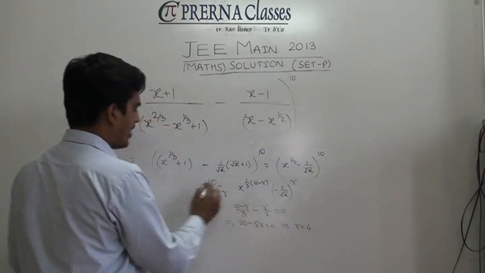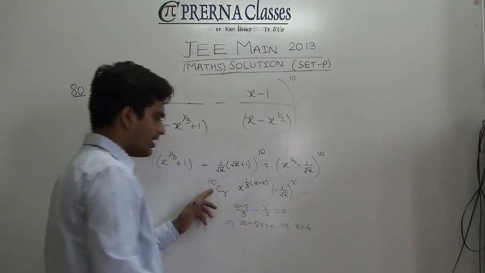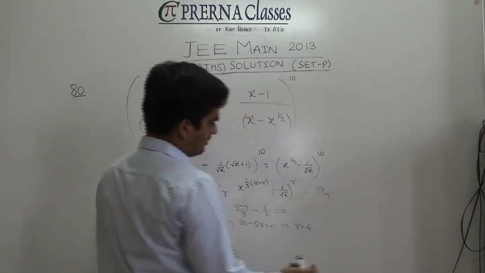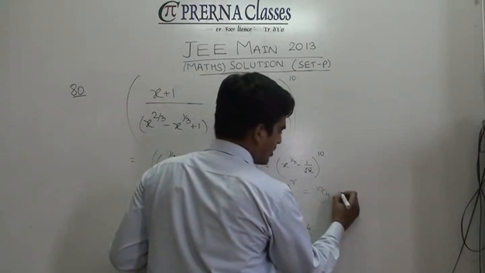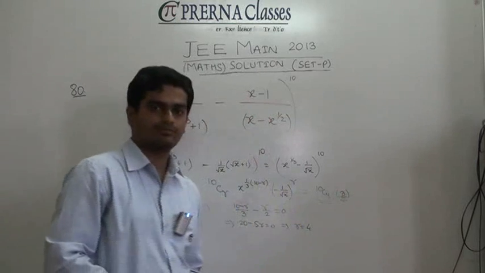r is 4, and if r is 4, the required coefficient, or the term which you are looking at, is 10c4, which is the third option given in the problem.